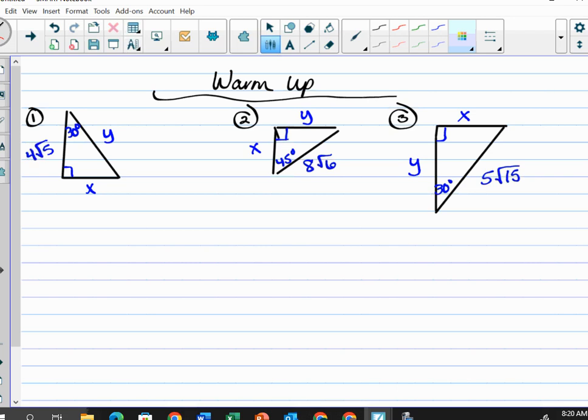All right, guys, let's look at these. So number one, what side did I give you? Long leg. So remember long leg, so 4 root 5 equals root 3 times the short leg. So I have to divide by root 3. So when you rationalize, did you guys get 4 root 15 over 3 for your x? Yeah, okay, ugly, but yes, that's your answer. It doesn't simplify. Then what do I do with that to get the hypotenuse? Yep, so 8 root 15 over 3.